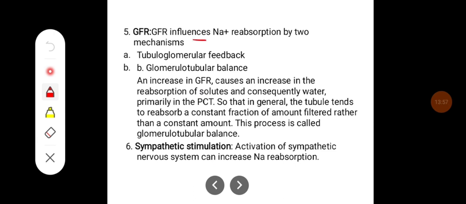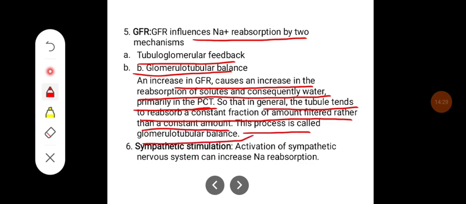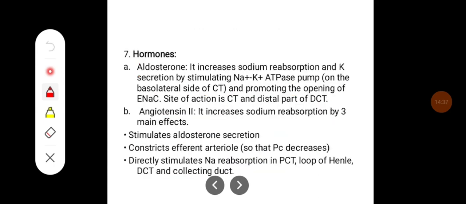Then GFR influences sodium reabsorption by two mechanisms: one is tubuloglomerular feedback and the other glomerulotubular balance. An increase in GFR causes an increase in the reabsorption of solutes and consequently the water, primarily in the PCT. So in general, the tubule tends to reabsorb a constant fraction of amount filtered rather than constant amount. This is called glomerulotubular balance. Then we have sympathetic stimulation. Activation of sympathetic nervous system can increase sodium reabsorption.